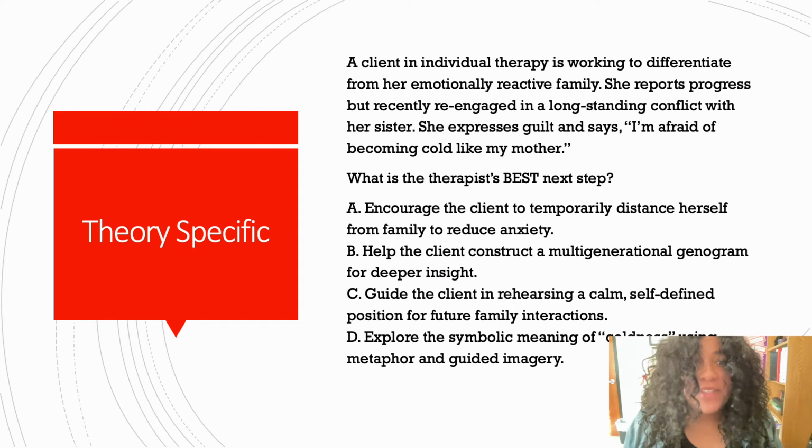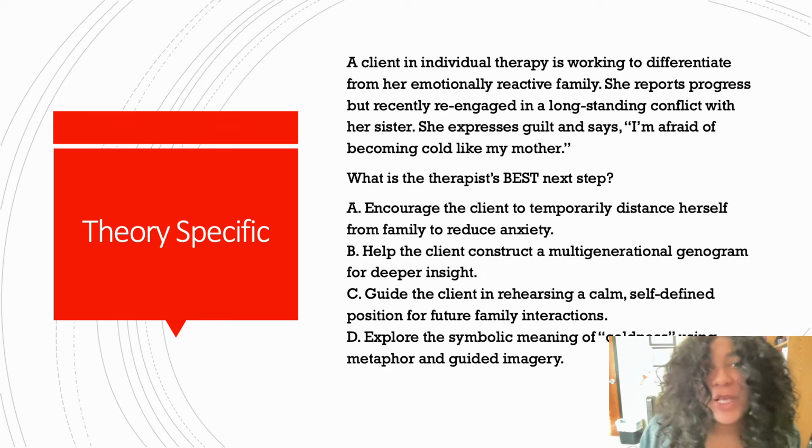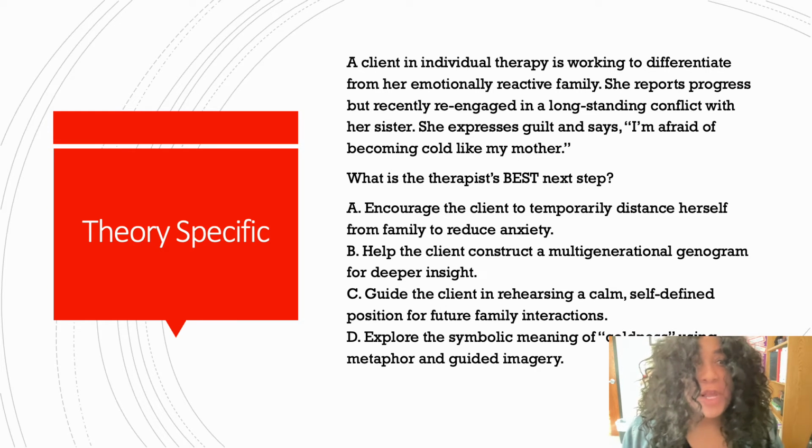Okay, let's hop into some theory-specific ones. A client in individual therapy is working to differentiate from her emotionally reactive family. She reports progress but recently re-engaged in a long-standing conflict with her sister. She expresses guilt and says, I'm afraid of becoming cold like my mother. So what is the therapist's best next step?